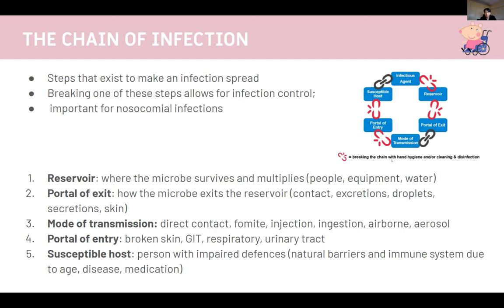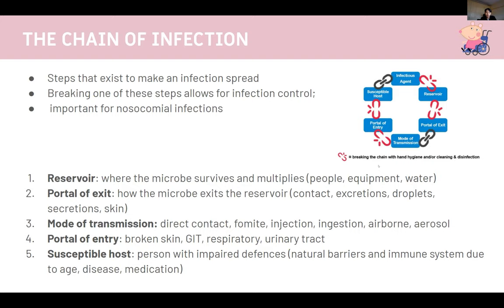The reservoir is where our microbes survive and multiply. So it can be people, equipment, or a little reservoir of water. And from there, we have the port of exit. So this is how the microbes exit the reservoir. So for humans, this could be excretion, could be through droplets, for example, when we cough and sneeze, can be through secretions as well, and through our skin.